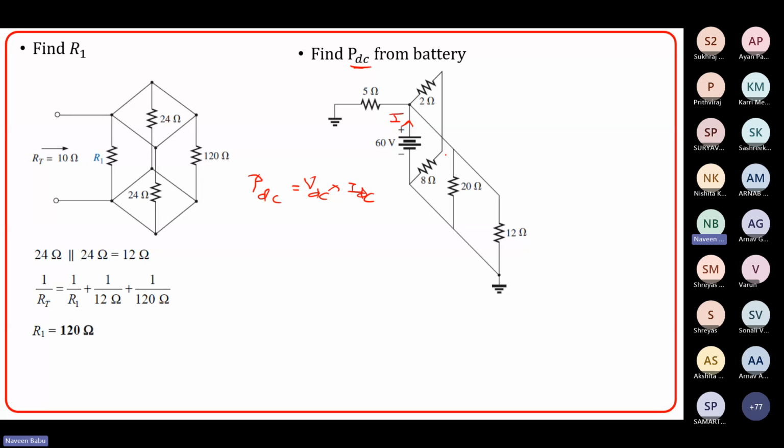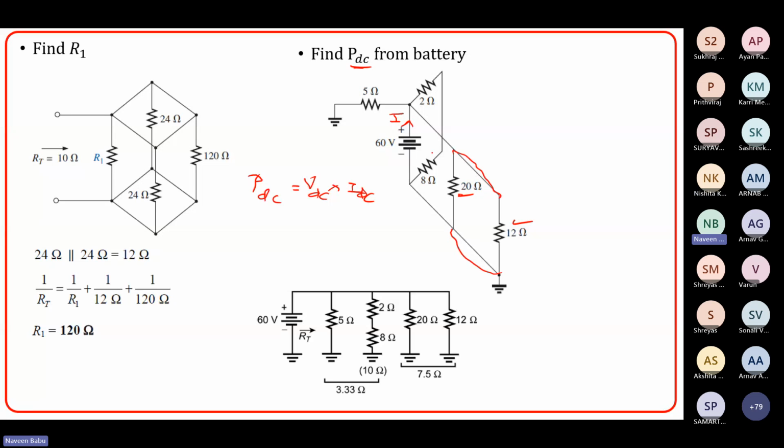So the equivalent resistor is, you see here this 12 ohms and this 20 ohms, they are in parallel because both the arms are connected. Similarly, this 2 ohms and 8 ohms are in series and their equivalent will be in parallel with this 20 and 12. And 5 ohms is in parallel with this 20 and 12 and this series combination. So you can redraw your circuit something like this.